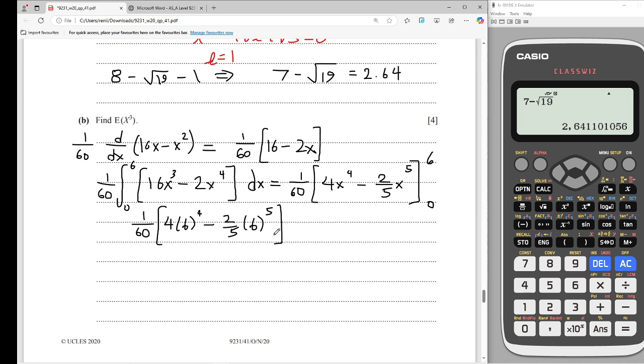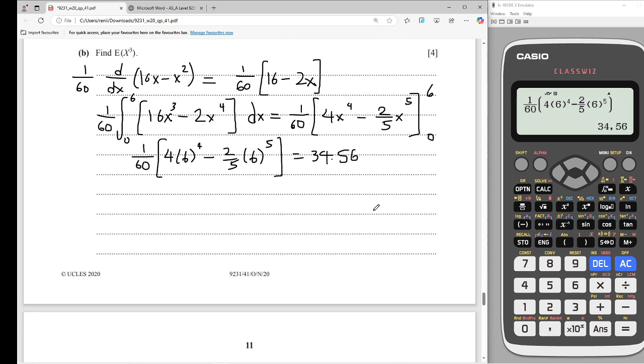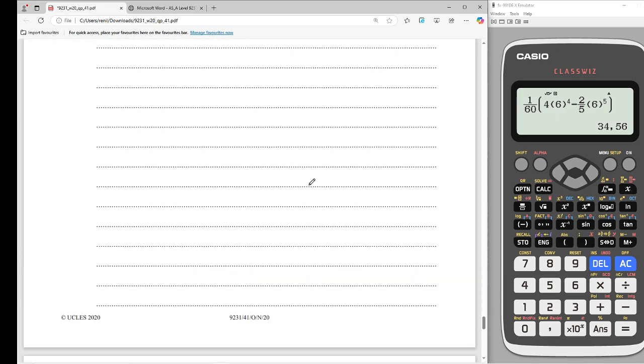Using this we can calculate 1 by 60 multiplied by 4 times 6 to the power 4, subtracted from 2 by 5 times 6 to the power 5, and then we'll close the bracket, and we should get here 34.56. Given that the values are exact, I think we can leave in this figure, but we can keep it at 3 significant figures. If we get an exact value, it's better we state it as exact. And I think this is the last question.